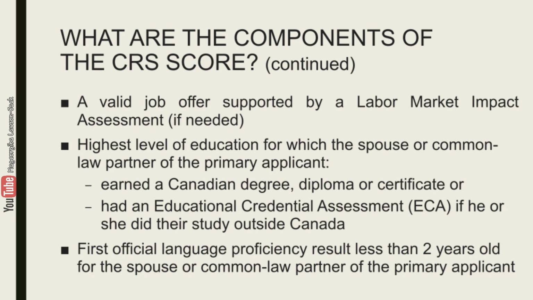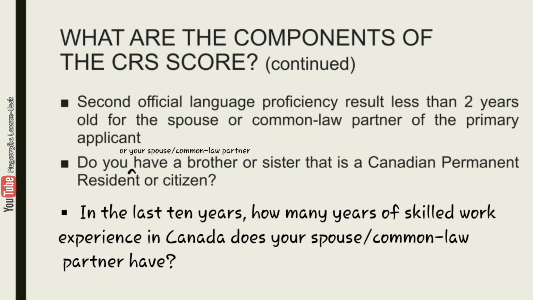The highest level of education for which the spouse or common law partner of the primary applicant earned a Canadian degree, diploma, or certificate, or had an educational credential assessment if he or she did their study outside Canada. First and second official language proficiency results less than 2 years old for the spouse or common law partner of the principal applicant. And last but definitely not the least, do you have a brother or sister that is a Canadian permanent resident or citizen? Each component of the CRS score has a maximum number of points that can be assigned to it.